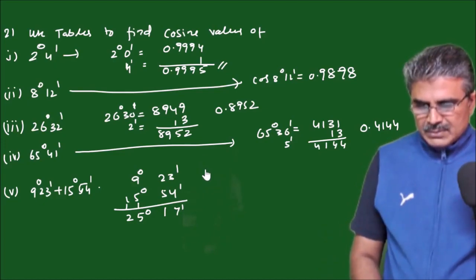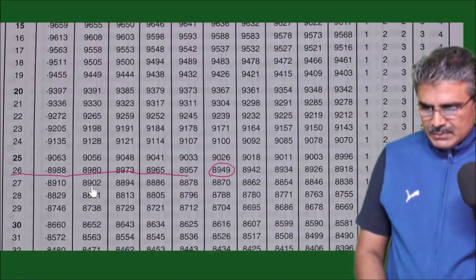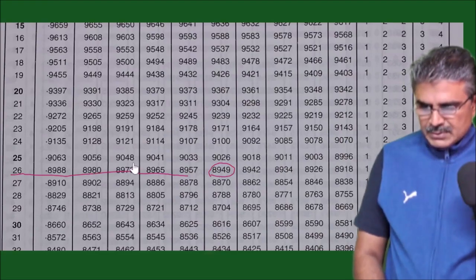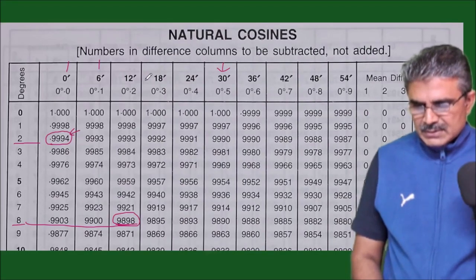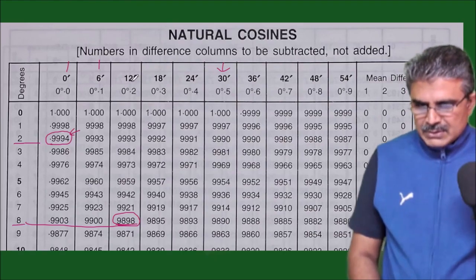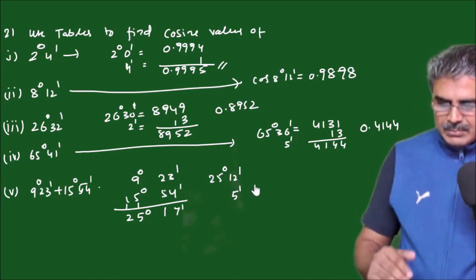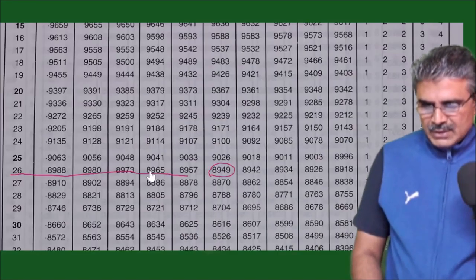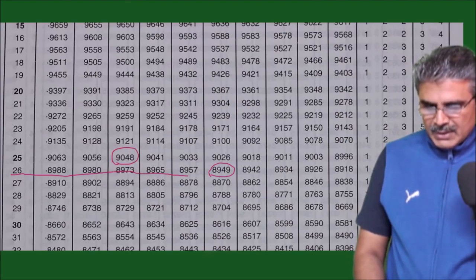So let's see for 25 degrees at the required minutes. For cos 25, we don't have 17 there; we have 12 or 18. You can take 18 and subtract the mean difference, or you can take 12 and add the mean difference. Here I am taking 12, so I am splitting this angle as 25 degrees 12 minutes and another 5 minutes to check at the mean difference value. At 25 degrees 12 minutes we have a value of 9048, and at mean difference of 5 you have a value of 6. So this 6 is added to this one.